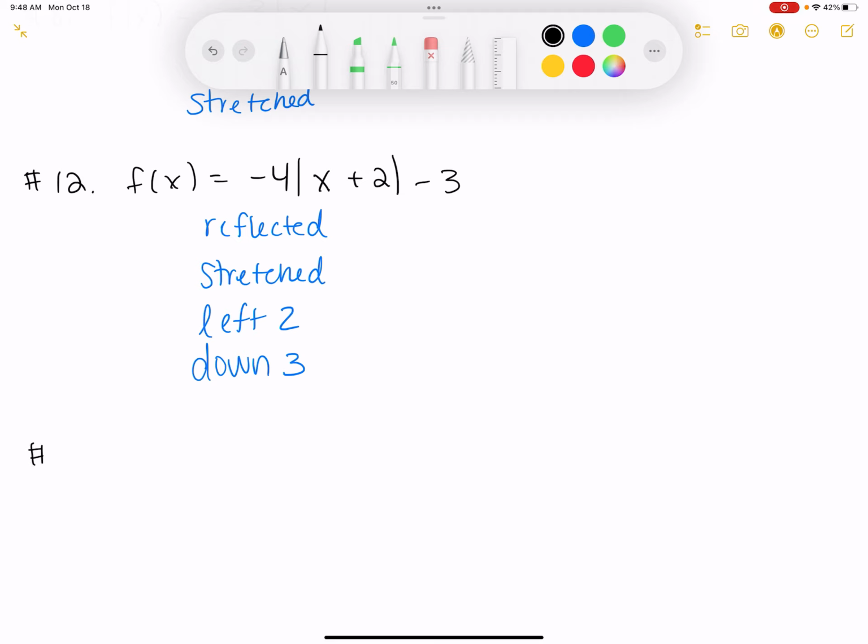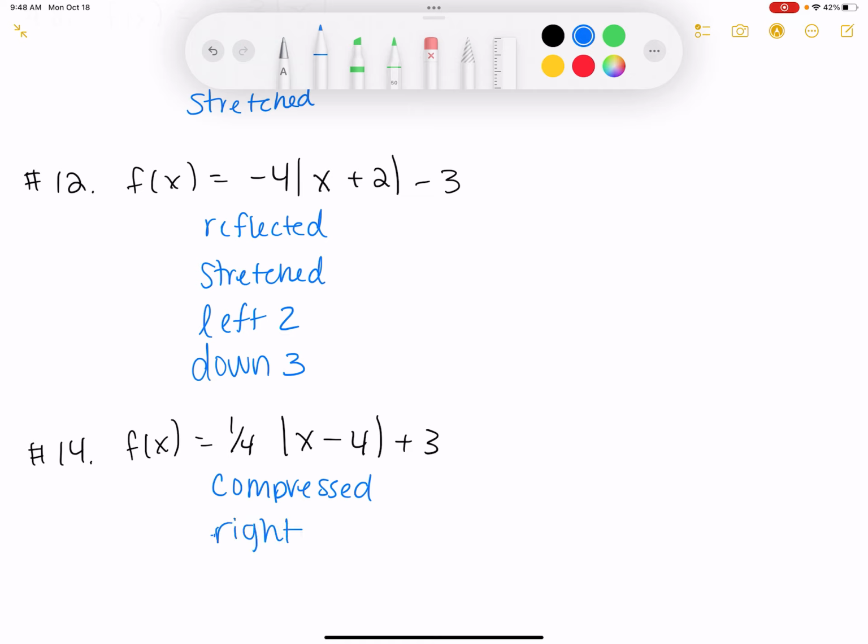Probably a short story. Alright, 14. F of x is equal to 1/4 times the absolute value of x minus 4 plus 3. Alright, I'm not going to ask questions this time. I'm going to let y'all tell me what's happening. It is not reflected. No reflection. It is compressed. Okay, the absolute value of a is less than 1, so it's compressed. And then we're going right 4 units, up 3. Did you say less than a or less than 1? Less than 1.